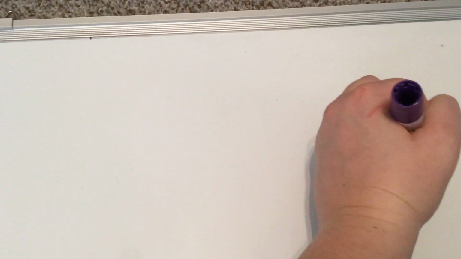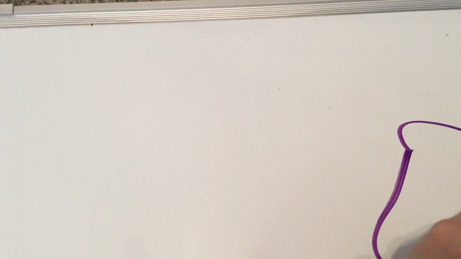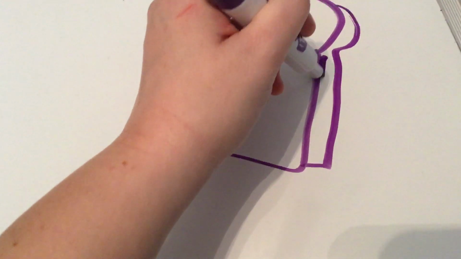So I got my sandwich. I got the peanut butter and the jelly. I got the other piece of bread back here. All right, so there's my bread. And got some jelly and some peanut butter all sticking out here.